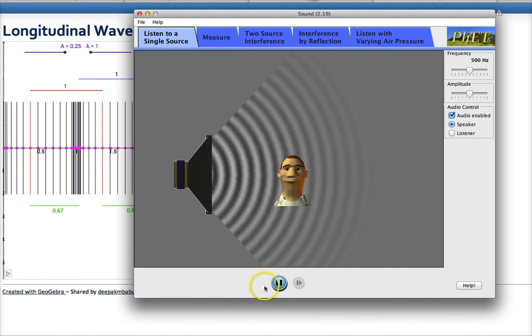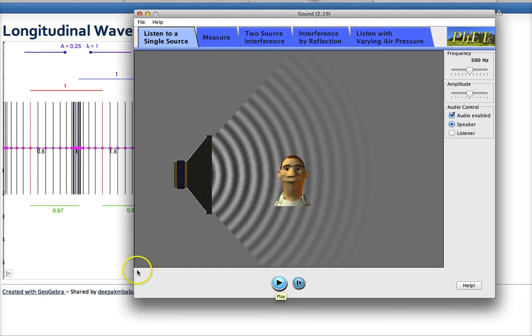Okay, so that's the sound, so I'm going to pause it. So basically what we have here is a sound source, and you can see these sound waves propagating. Note that they're all longitudinal waves in the form of compressions, which are the black wavefronts, and the rarefactions, which are the white wavefronts. Okay, we can vary amplitude, we can vary frequency, and we can see what happens. Okay, that's our goal.